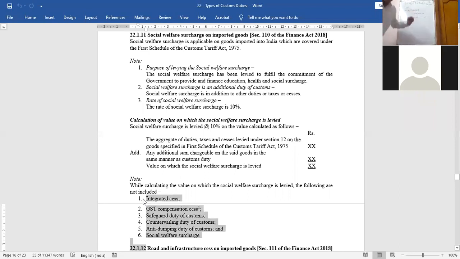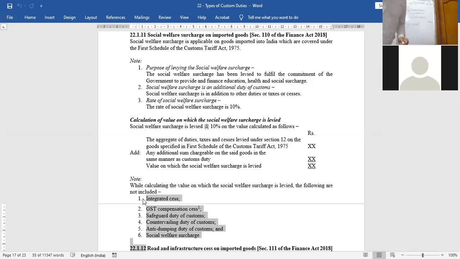That means to charge social welfare surcharge, I have nothing to do with IGST. I have nothing to do with GST compensation cess. I have to do only with what? This basic custom duty because it is charged under section 12. So my social welfare surcharge is 10% of basic custom duty, which is 2000. The moment I get social welfare surcharge, I will get the other two items also: IGST and GST compensation cess also.